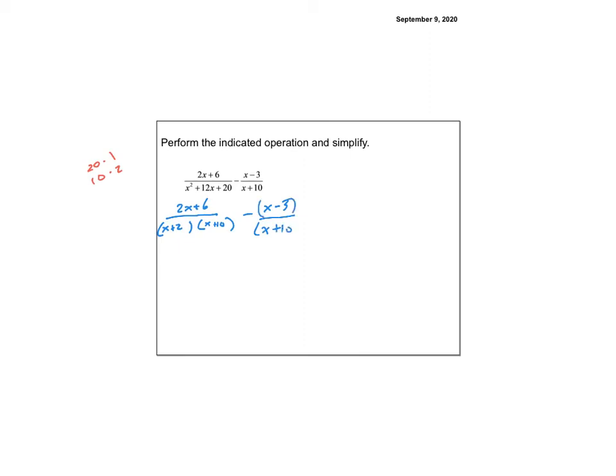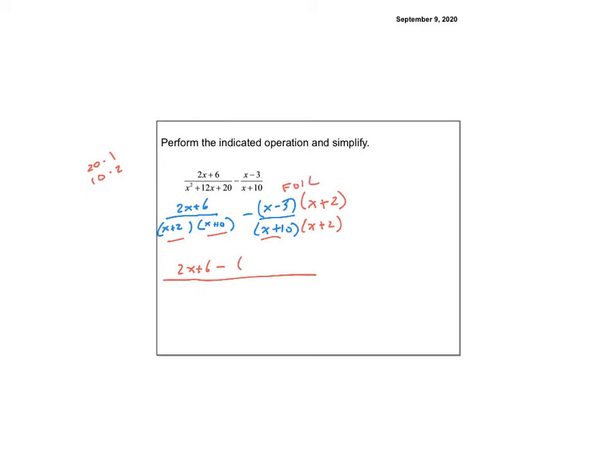But I'm noticing that this one has an x plus 2 and an x plus 10, and this one has an x plus 10 but is missing the x plus 2. So I'm going to multiply this denominator down here by x plus 2, so I have to multiply the numerator also by x plus 2. All right, so the next thing I'm going to do is combine my numerators. So I'm going to go 2x plus 6, and then I've got a minus. I'm going to go ahead and FOIL out the numerator up there.